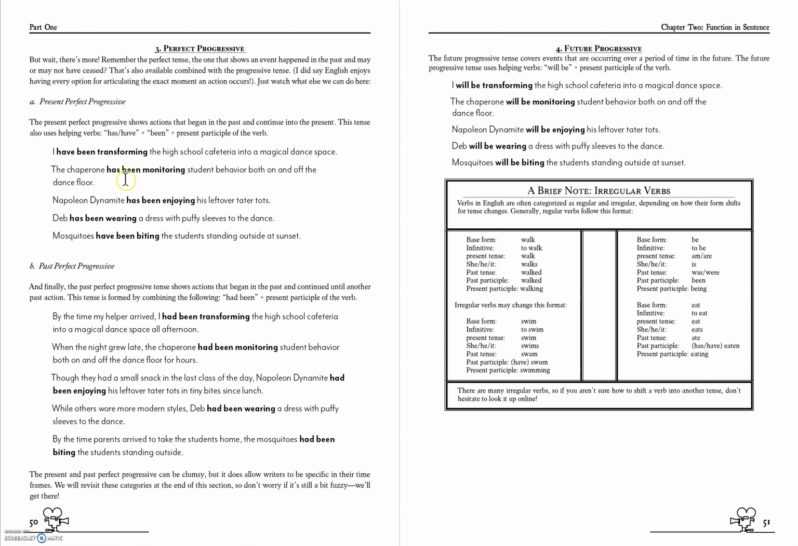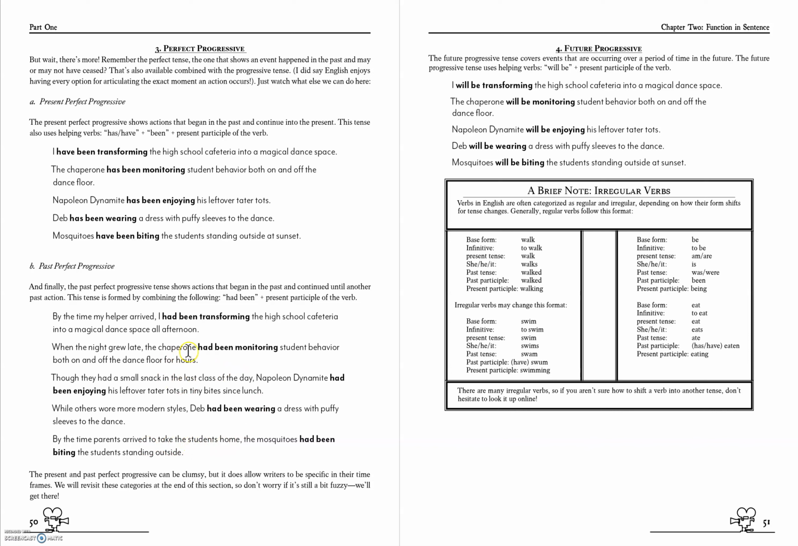Or the chaperone has been monitoring the behavior. Like, they started a while ago and they're continuing to do it. He has been enjoying. She has been wearing. So that's what the perfect progressive in the present tense looks like. Then we have the past in the same perfect progressive. So I had been transforming. In these, you will usually have another marker of time. By the time my helper arrived, I had been transforming. You know, when the night grew late, they had been monitoring. Had been wearing, had been biting.